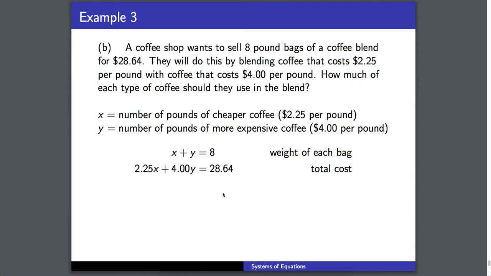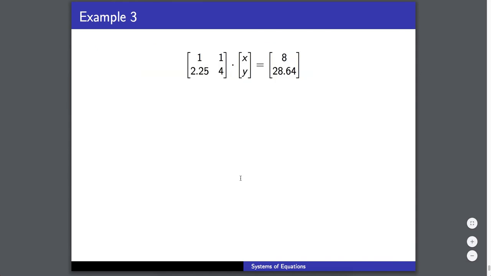And then the next one, we'll look at the price. So we had $2.25 a pound times X number of pounds for the cheap coffee, and then $4 a pound times Y number of pounds for the more expensive coffee. And we want to add those together and have the result be $28.64.